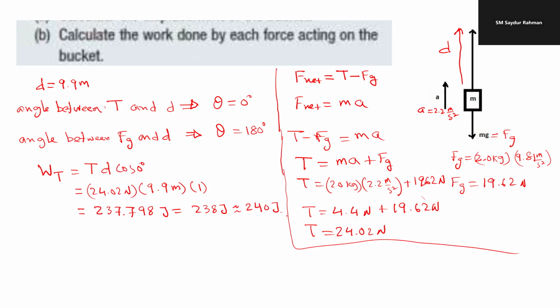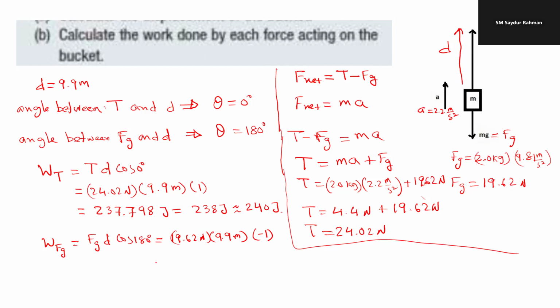I can round 238 joules, in two significant figures, to 240 joules, okay? And work done by the force of gravity, W_FG, is equal to F_G times D times cosine 180 degrees. Why is it 180 degrees? Because F_G is downward and D is upward. They are in the opposite direction. F_G is equal to 19.62 Newton, D is the same 9.9 meter, and cosine 180 degrees is equal to -1.